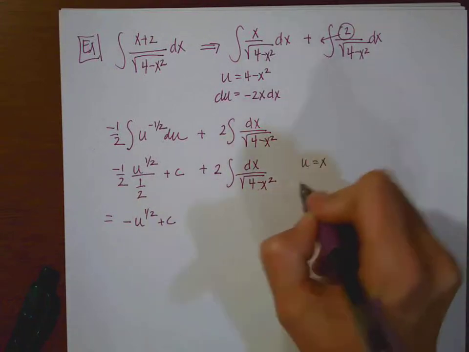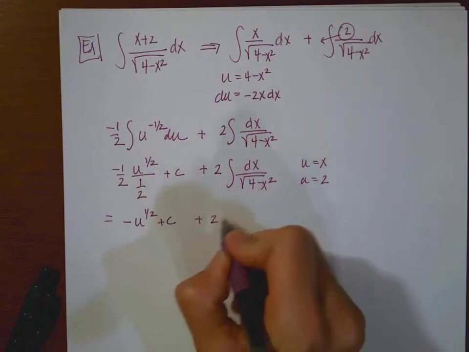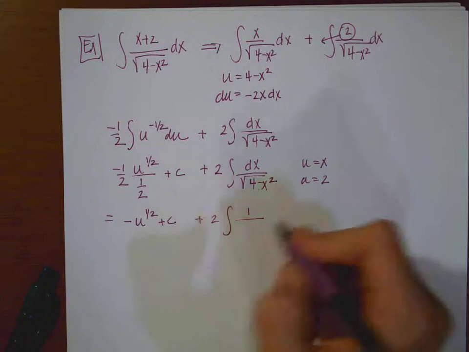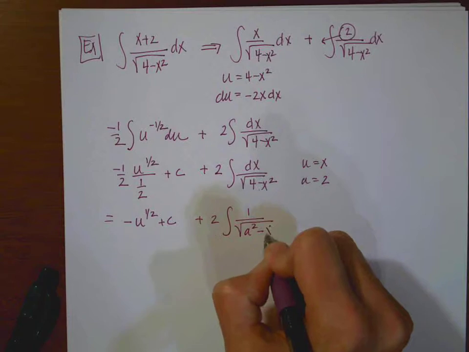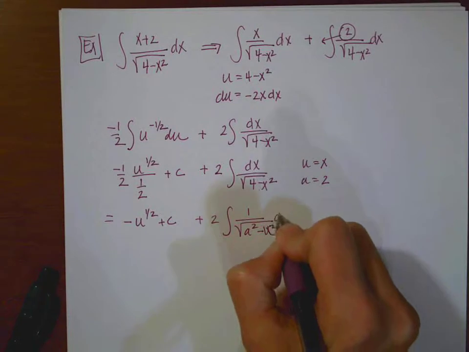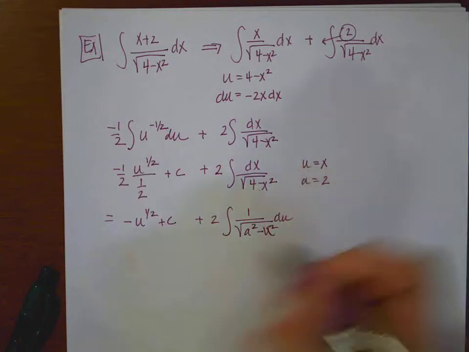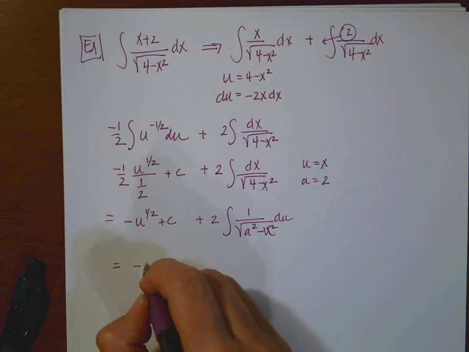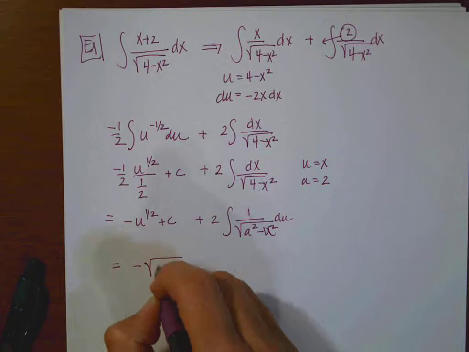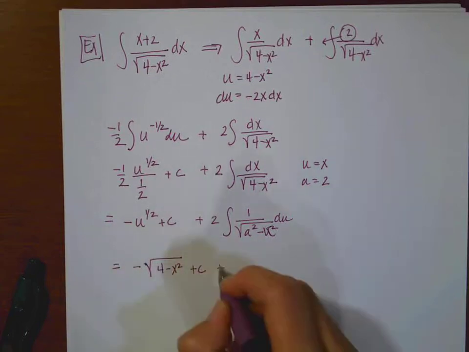Now I'm ready to work on this guy. Well, in this one, I'm going to let u equals x, and my a is going to be 2. So this is plus 2 times the integral of 1 over the square root of a squared minus, oops, that's supposed to be a u squared du, right? Okay, so then if I keep going, I think you can still see, this is a negative, and I'm going to go ahead and substitute my u back in. So this is going to be the square root of 4 minus x squared.